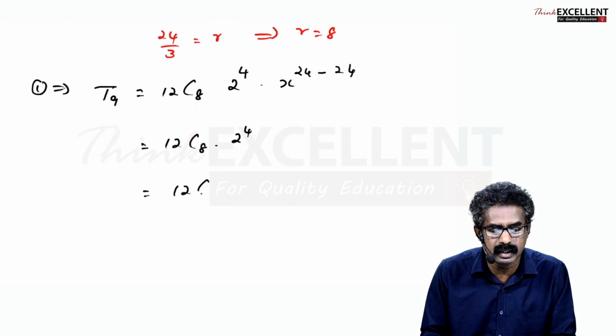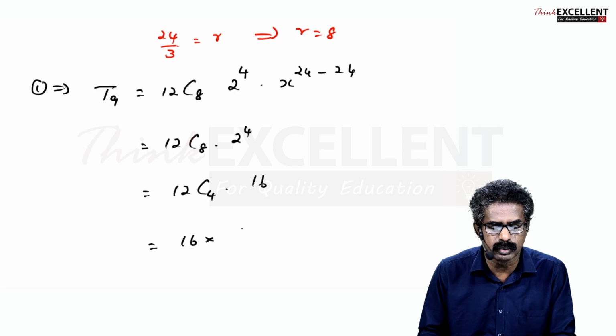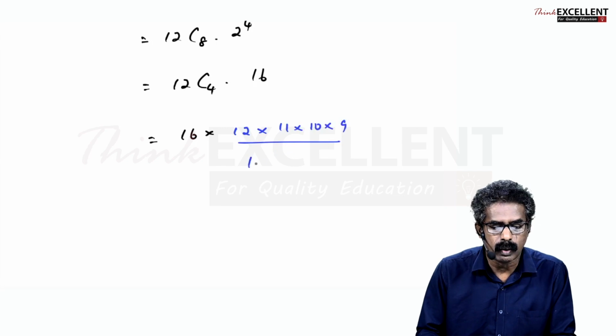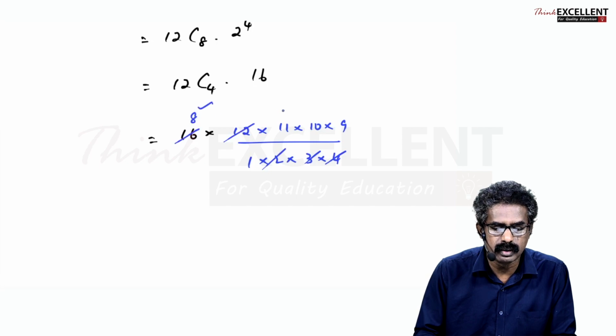12C8 is same as 12C4, right? Into 2 raised to 4 is 16. Very small calculation. If you want, you can do that. 16 into 12C4. Start with 12, reduce 1 by 1, 3 times. So 12 into 11 into 10 into 9 by 1 into 2 into 3 into 4. 3 fours are 12. 2 table you cancel, 8. 8 into 11.